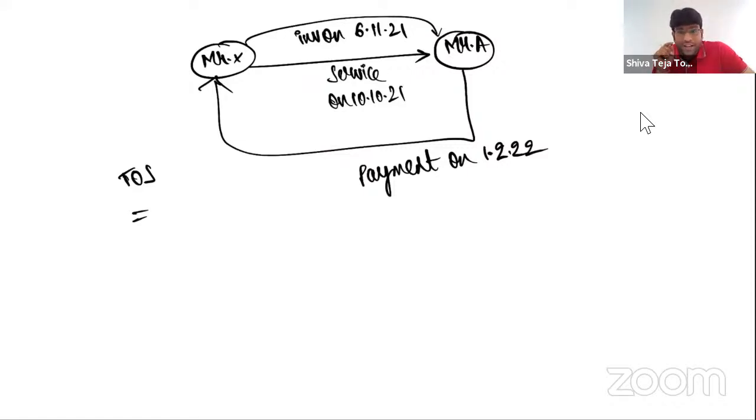The only thing you need to check is whether the invoice was issued within time or not. The service is given on 10/10. The invoice is given on 6/11. That means within 30 days. Then the time of supply will be the date of invoice or date of payment, whichever is earlier, which is nothing but 6/11/21.